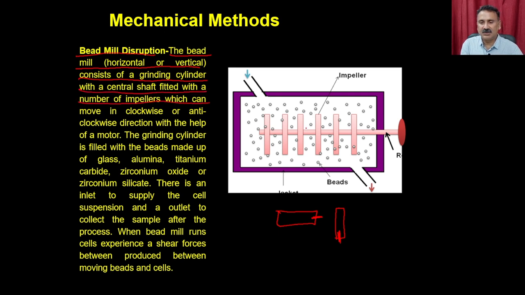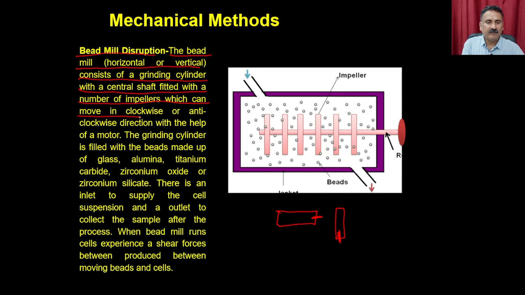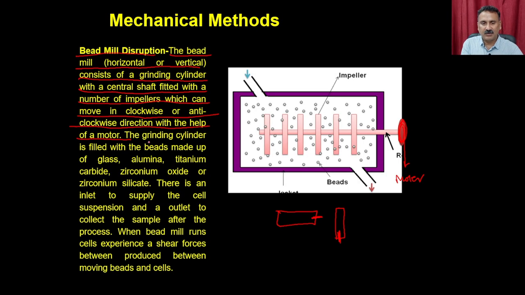So this is the central shaft, and these are the impellers. They can move in the clockwise or the anti-clockwise direction with the help of a motor. So this is connected to a motor, and that motor can run these impellers in the clockwise or the anti-clockwise direction.